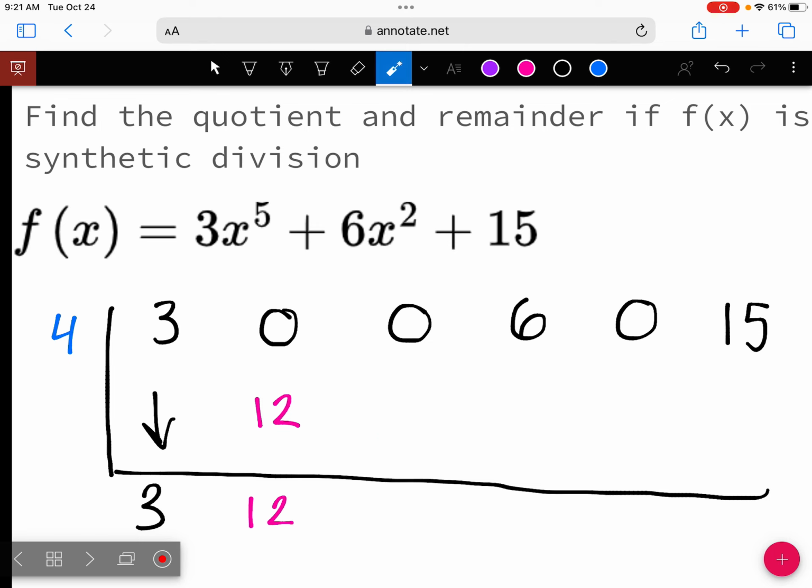I told you, this is the grossest one. What's going to go here? 48. Adding to 0 gives us 48 again. What's going to go here? 192. Which means what's at the bottom? 198.